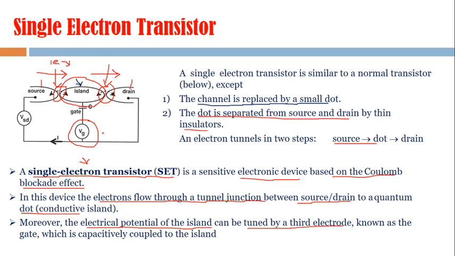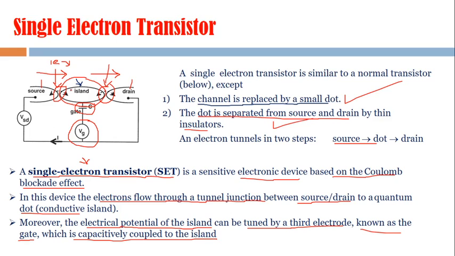That is the third electrode which tunes this potential barrier, and this third terminal, known as the gate, just like in a conventional device, is capacitively coupled to this island. You can see here that the gate terminal is capacitively coupled to the island. But I told you that the working of the single electron transistor depends on the Coulomb blockade effect. Remember, it is different from a conventional transistor because the channel is replaced by a dot, and this dot is separated from source and drain by a thin insulator.